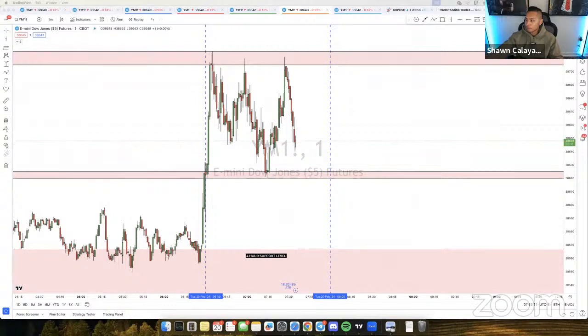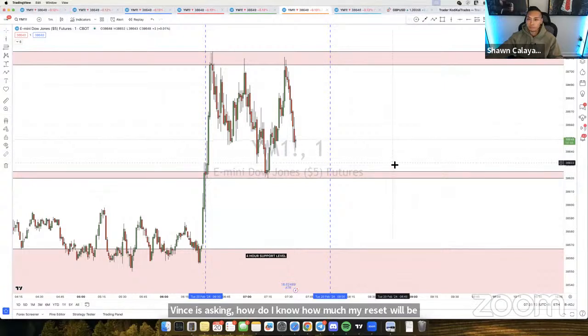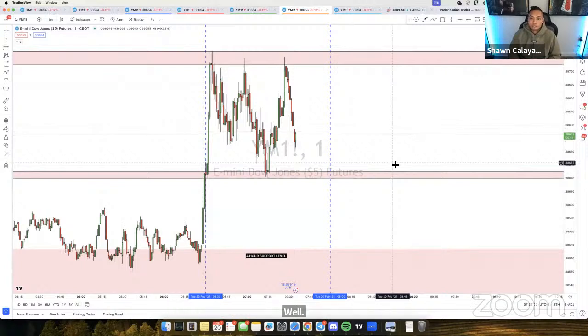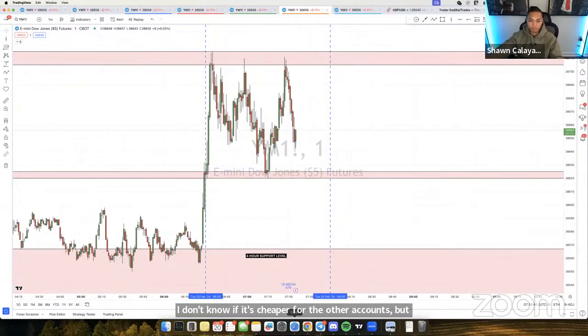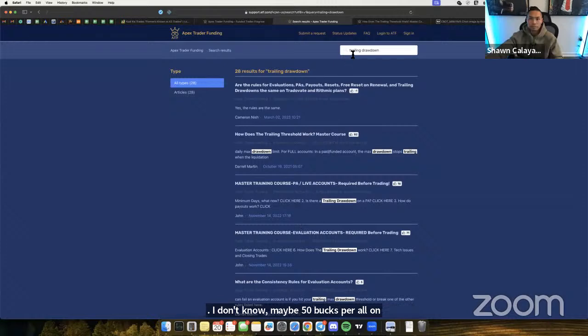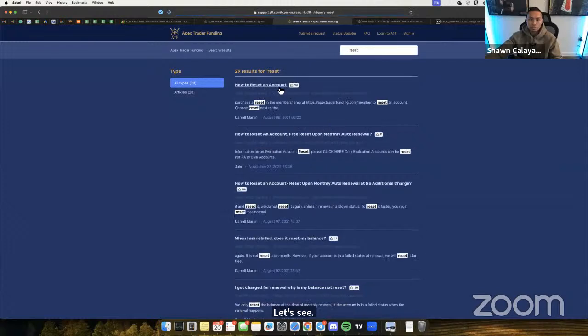Vince is asking, how do I know how much my reset will be? Well, try resetting your account. If you go to Apex and you try to reset your account, it's going to ask you for a fee, and the fee will tell you how much it's going to cost. It's half off. So, depending on what your account size is. For me, I'm on a 150K account, so my reset is $50. It's normally 100, it's $50. I don't know if it's cheaper for the other accounts, maybe it's $50 for all of them. Yeah, let's see, reset. So guys, again, if you have any questions, check the FAQs here. How to reset an account.